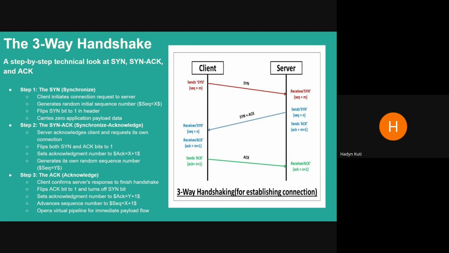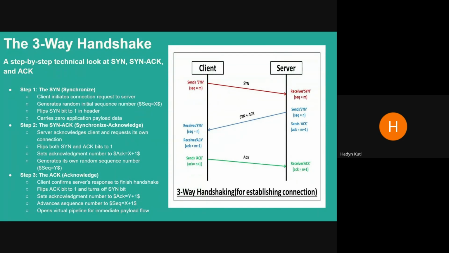The synchronization phase is finished, so the client lowers the SYN flag and leaves only the acknowledgement flag active to confirm everything is set. It sets the acknowledgement number, ACK equals Y plus 1, to validate the server's sequence. The client adds 1 to the server's sequence number, proving that it successfully received the server's SYN-ACK packet.